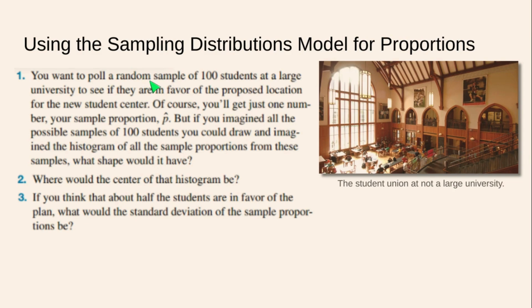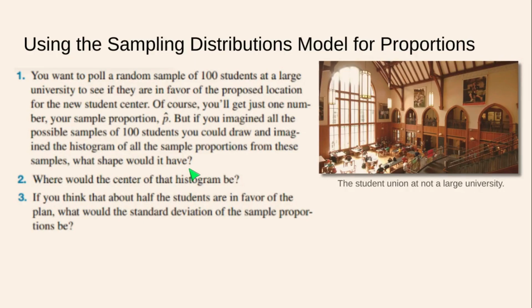You want to poll a random sample of 100 students at a large university to see if they are in favor of the proposed location for the new student center. Of course, you'll get just one number, your sample proportion, p hat. But if you imagined all the possible samples of 100 students you could draw, and imagined the histogram of all the sample proportions from these samples, not only would you have an impressive imagination, but you would also be able to answer this question. What shape would it have?